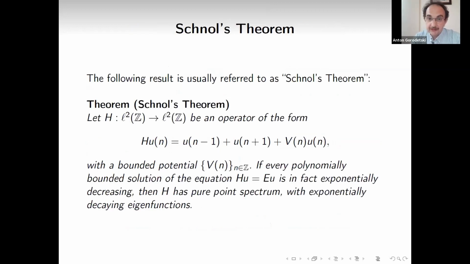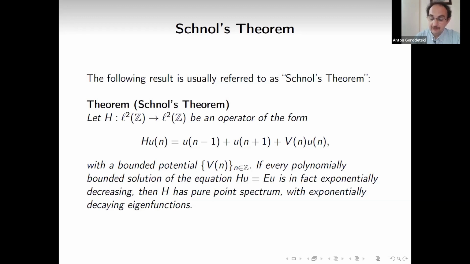In order to explain that, I want to show a connection between the properties of the products of random matrices and spectral theory, the only connection that we use. This is the so-called Schnol's theorem. Schnol's theorem claims the following. If you have any bounded potential for the discrete Schrödinger operator, it does not have to be dynamically defined. It does not have to be an ergodic Schrödinger operator, just any bounded potential.